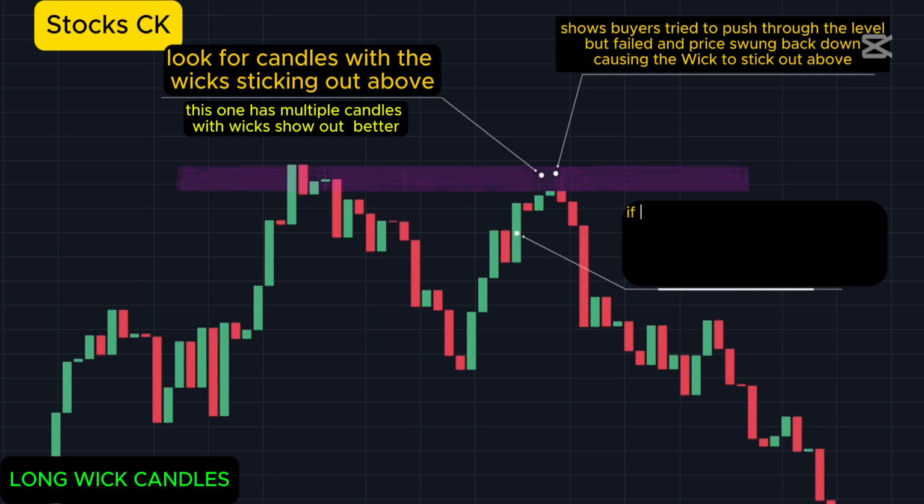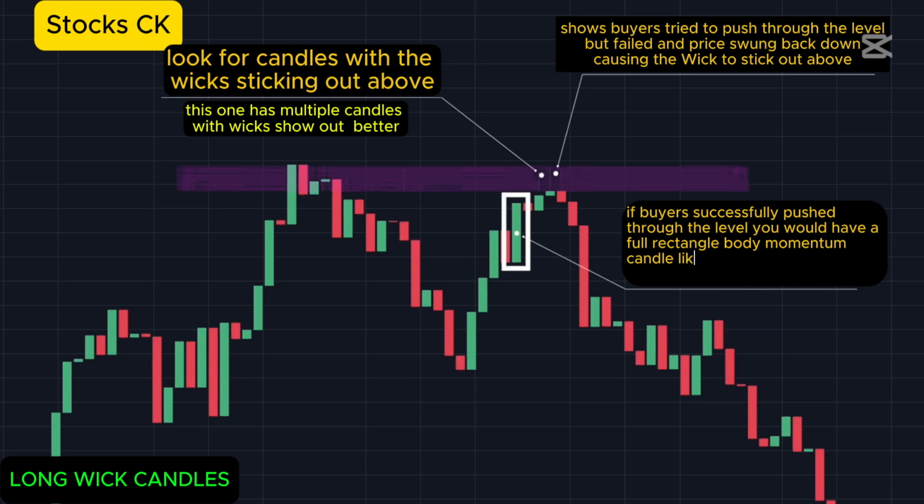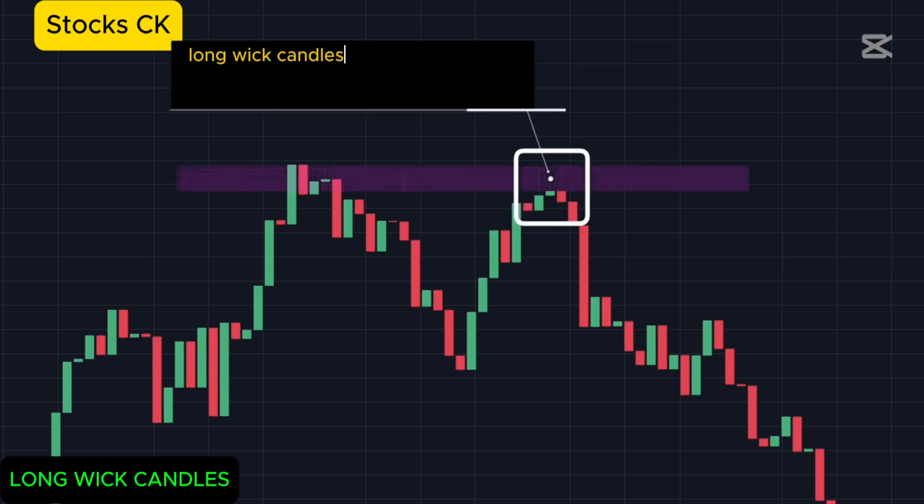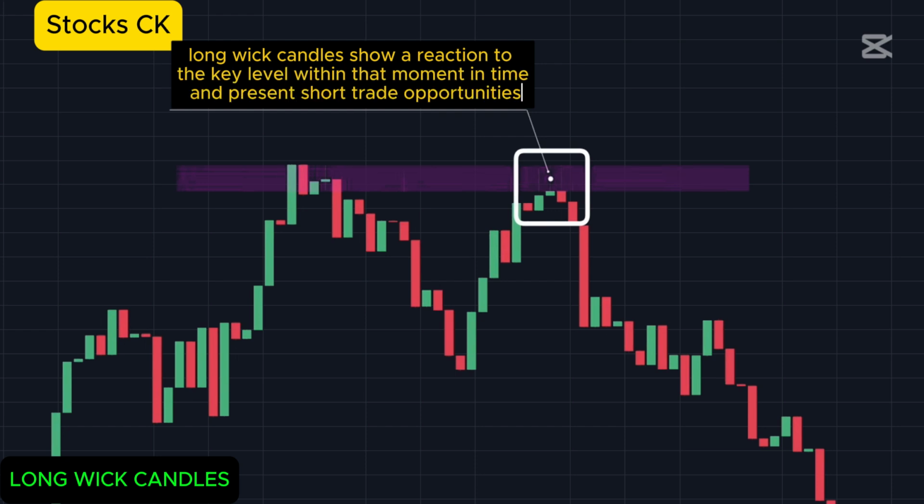If buyers successfully push through the level, you would have a full rectangle body momentum candle like this, closing through the level. These long wick candles show a reaction to the key level within that moment in time and present short trade opportunities. Now going in the opposite direction.